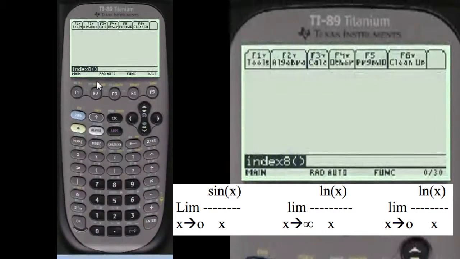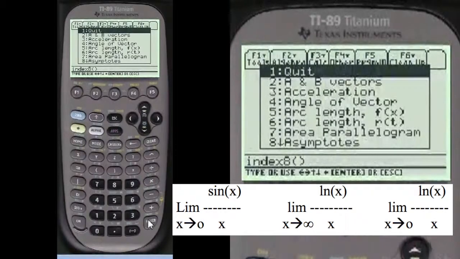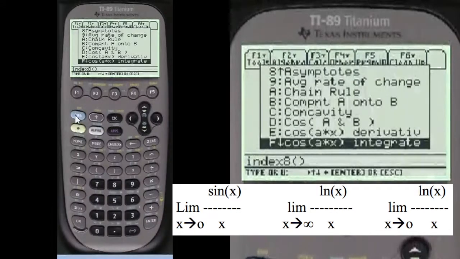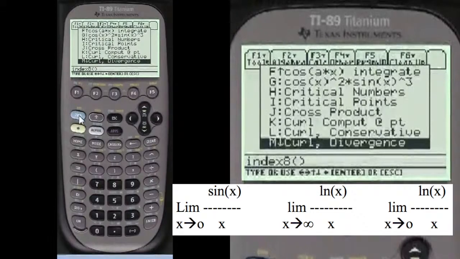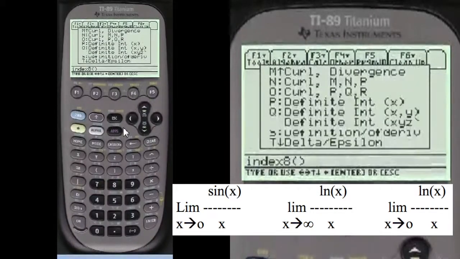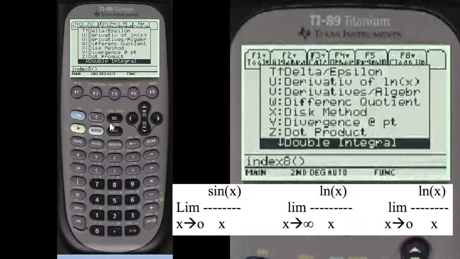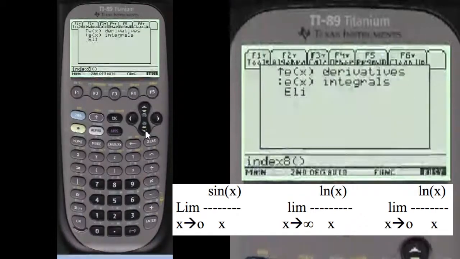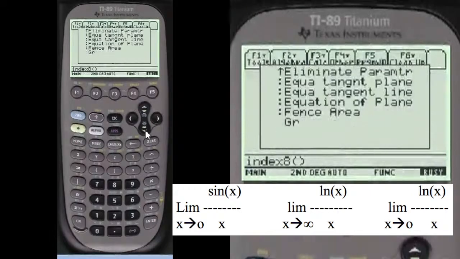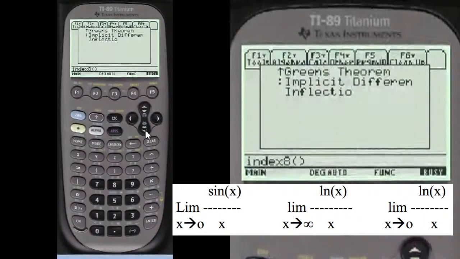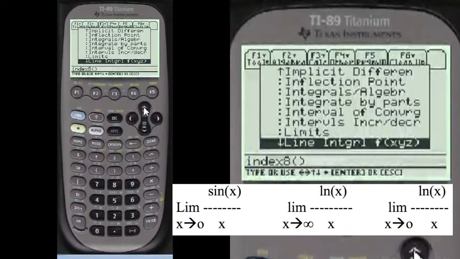So let's do it. Index 8 to get to my menu. And we're going to scroll down to limits. I'm going to use second and the cursor to get there quick a couple times. Otherwise we can just scroll down and hold the cursor, or we can press it each time. There we go, limits here.